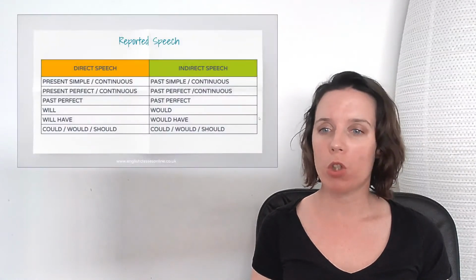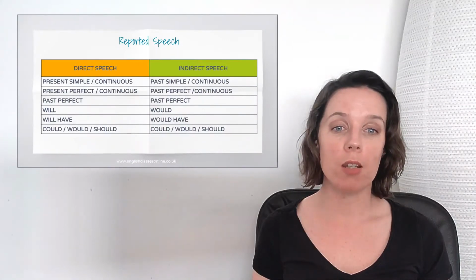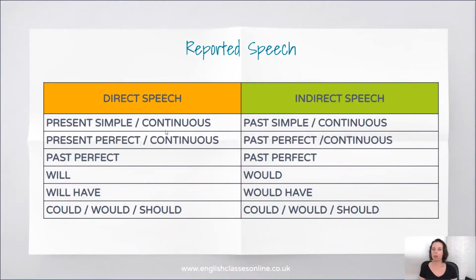So let me just remind you of the tense changes. So very quickly, if you have present simple or continuous, that will go to past simple and continuous. Direct speech, if you have present perfect continuous, that will go to past perfect continuous. Past perfect doesn't change because it's already as far in the past as it can be. Will goes to would, will have goes to would have, could, would and should don't change. You can bookmark the video here, or you can take a photo of this as well if you like, just to remind you. So there are all your tense changes.